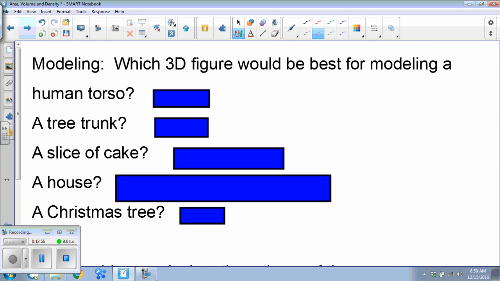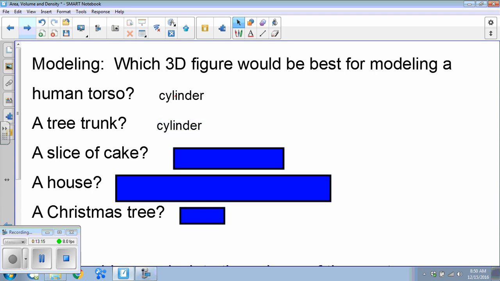Let's see if we can answer these questions. Which 3D figure would be best for modeling a human torso? Cylinder. What about a tree trunk? Cylinder. A slice of cake.